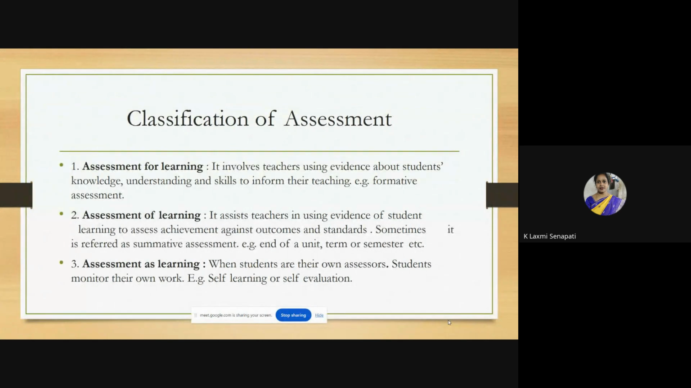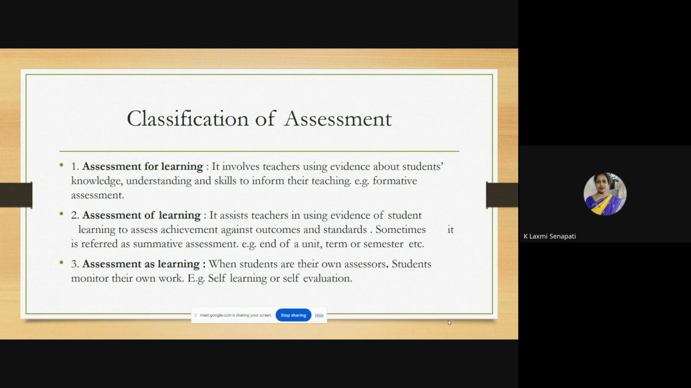Next is another classification of assessment, which you have already heard about: assessment for learning, assessment of learning, and assessment as learning. Here we can say assessment can be done at any time during the teaching-learning process: from the very beginning, at the time of teaching, and also after completion of the teaching. In every situation we can assess the students.